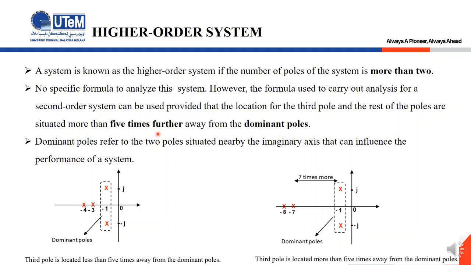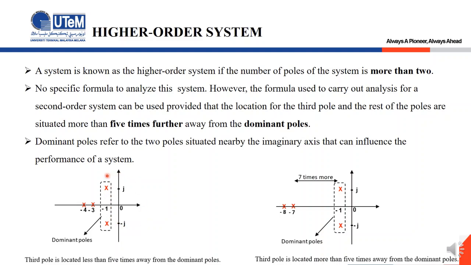Dominant poles refer to the poles situated nearby to the imaginary axis that can influence the performance of the system. So for example, in this case and this case, these we call dominant poles, where these two poles, this one and this one, will influence the performance of the system. And also the same for this one. This pole will influence the performance of the system. Okay, this pole also depends on how far it is from the dominant pole.